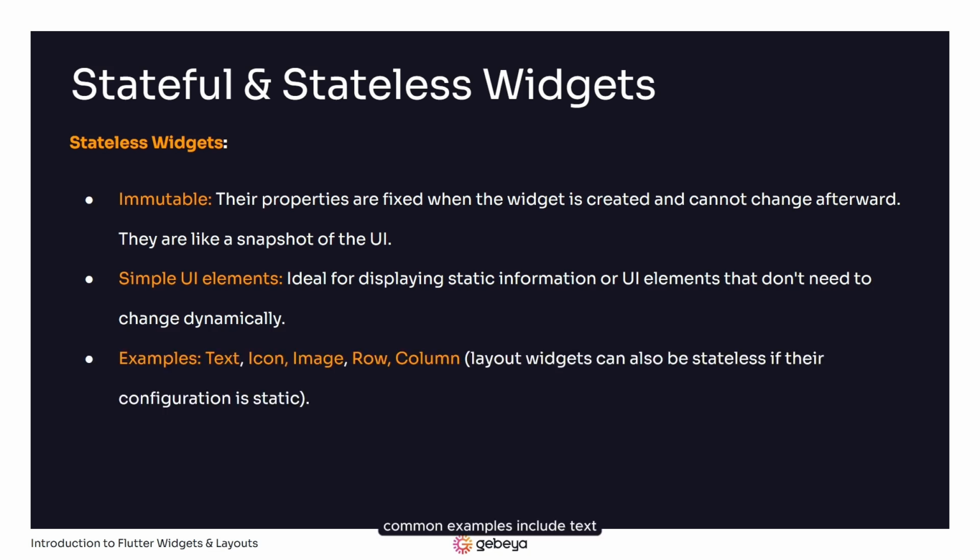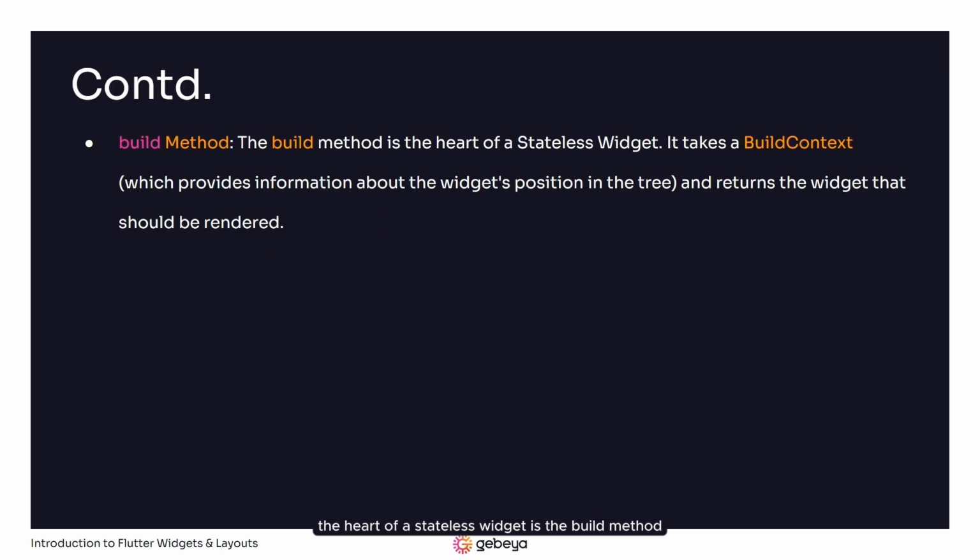Common examples include text, icon, and image widgets, as well as layout widgets like row and column, when their configuration is static. The heart of a stateless widget is the build method, which takes a build context to provide information about the widget's position in the tree and returns the widget that will be rendered.